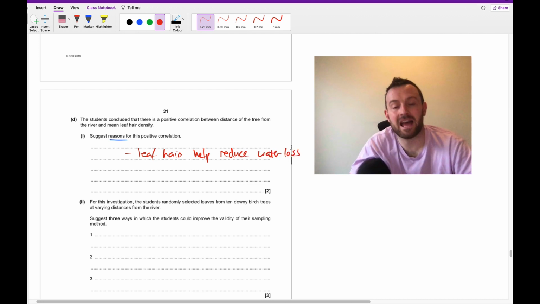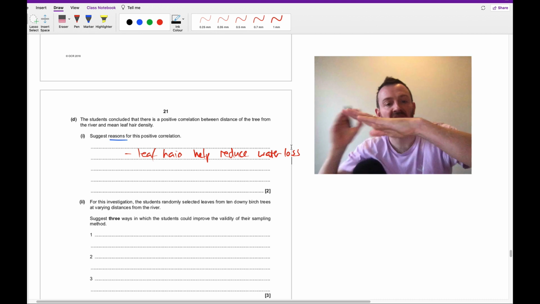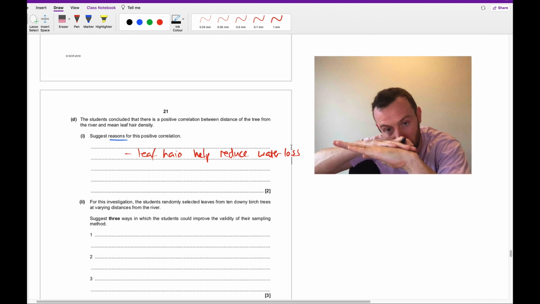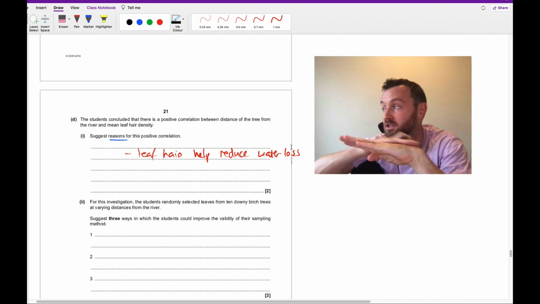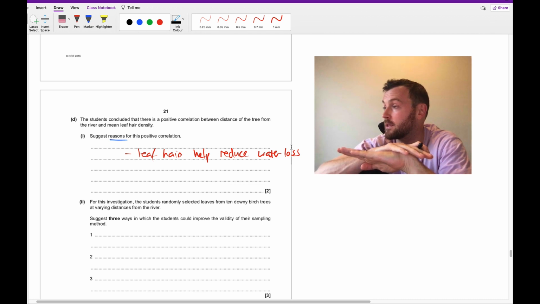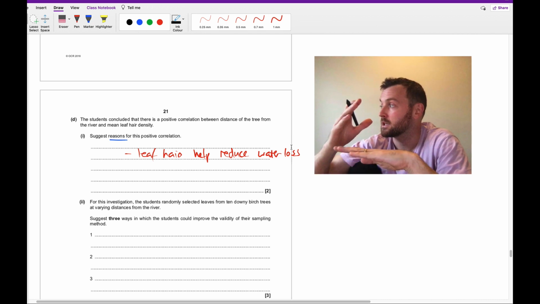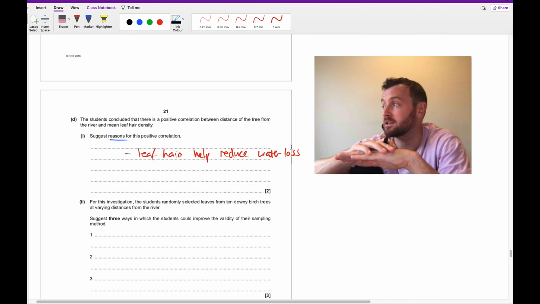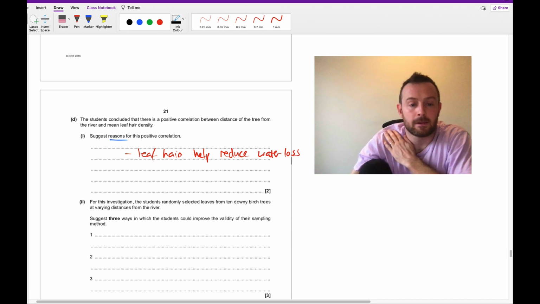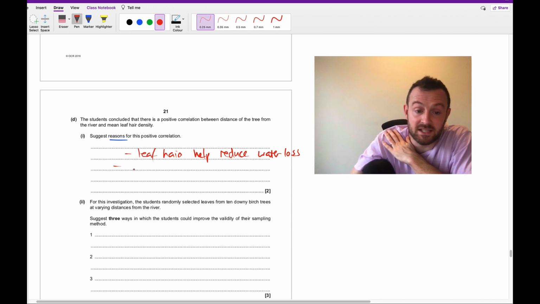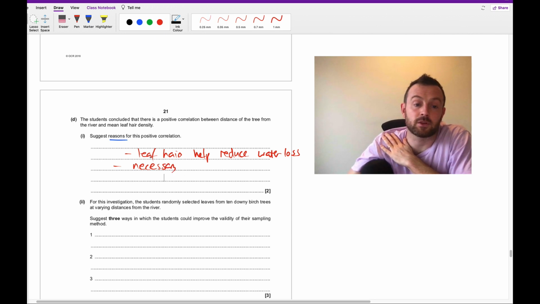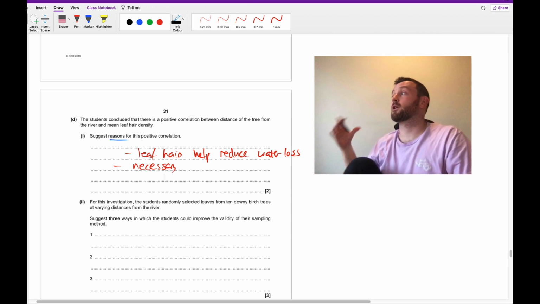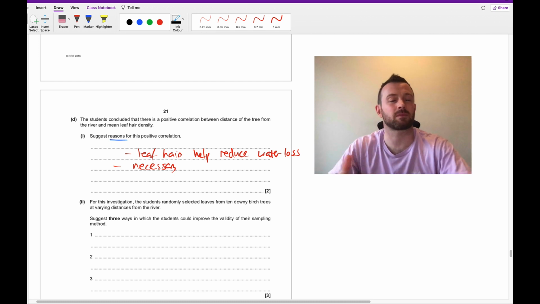This is because the hairs on the leaf, imagine it a bit like hairs on my hand, trap a small layer of air around the surface of the leaf, which means there is less of a gradient in terms of the water vapor inside the leaf and outside the leaf, less of a steep gradient, which means the rate of transpiration will be limited. And this is necessary as trees that are far from the river are further away from a water source. Okay, so that's the idea.